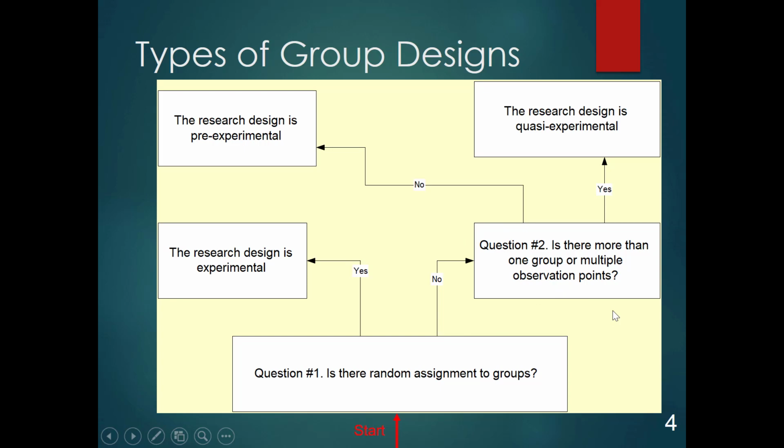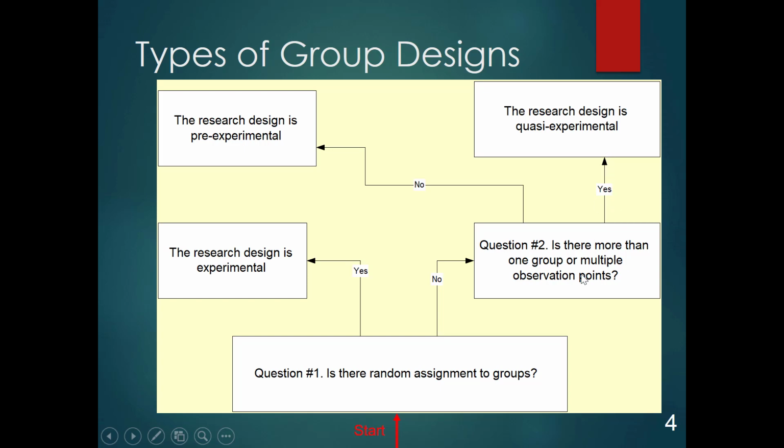And your next question is, is there more than one group or multiple observation points? So even if you're not randomly assigning them to groups, you would still ask yourself, is there more than one group or multiple observation points? If you have more than one group, the answer is yes, and you would have a quasi-experimental research design. If your answer is no, is there more than one group, you may still want to ask yourself, is there multiple observation points? Because even if you only have one group, you may have multiple observation points. So the answer would still be yes.